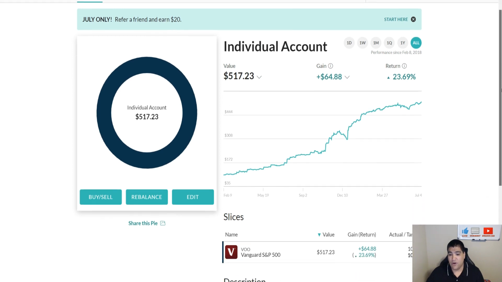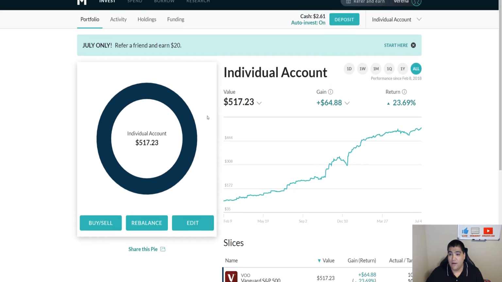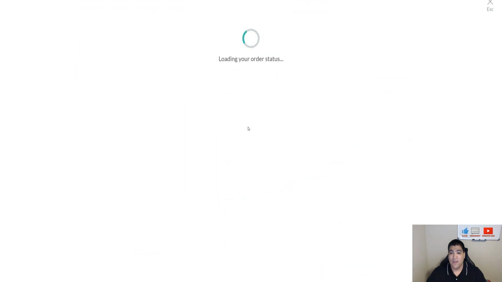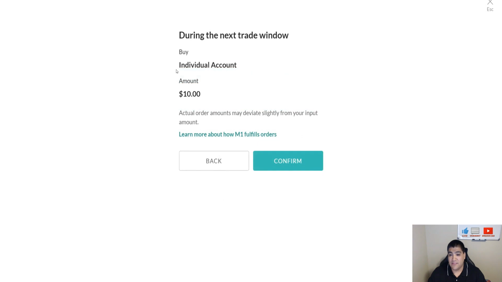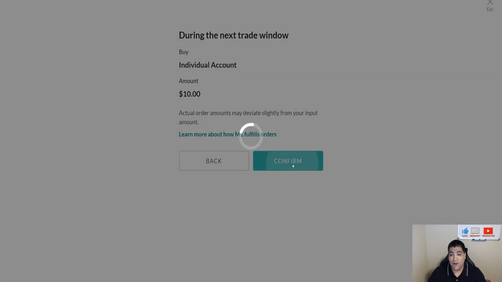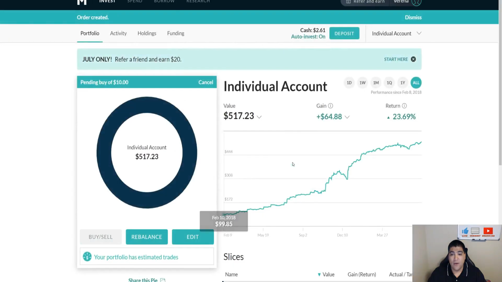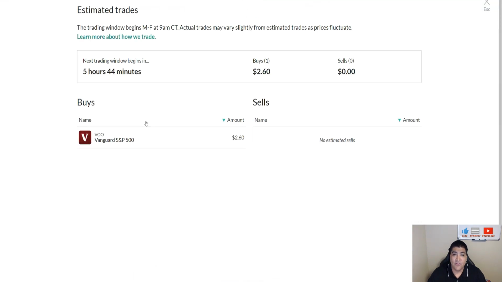So what we want to do here on the main screen is select buy. Orders must be more than $10. Let's see what happens if I make a $10 buy order. It allows me to do that. I go ahead and confirm. And now during the next trade window, M1 Finance should automatically invest my $2.61 back into the account. I don't have to sell a portion of VU in order to hit that $10 threshold.